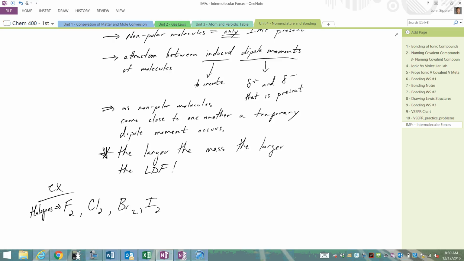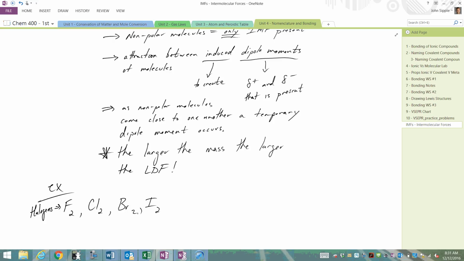If we look at the halogens there, fluorine, chlorine, bromine, iodine, what happens as we move down the periodic table? It changes from gas to a liquid to solid. What happens to our molar mass as we move down from fluorine to bromine to iodine? It increases. So the molecules become bigger and fattier and squishier, and dipole moments are more easily induced. So the more dipole moments you can make, the more attraction you have.